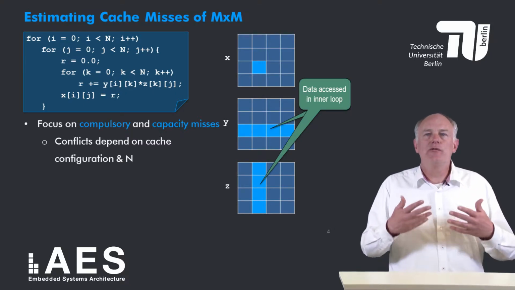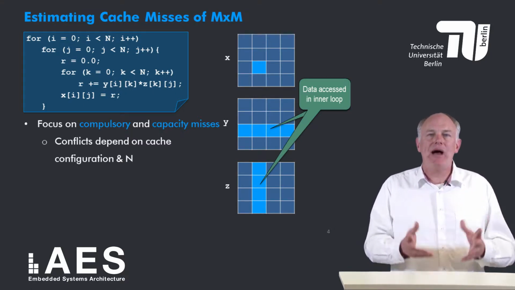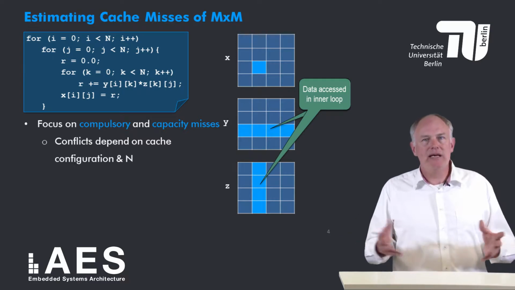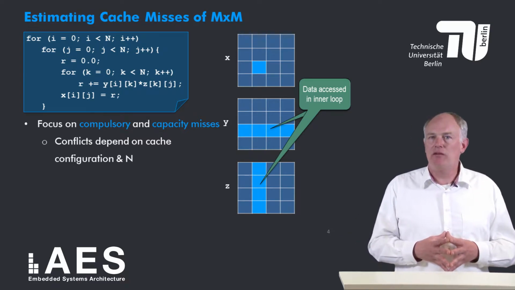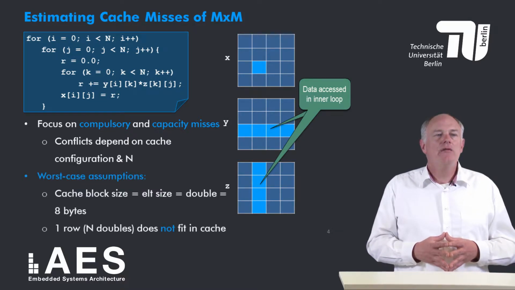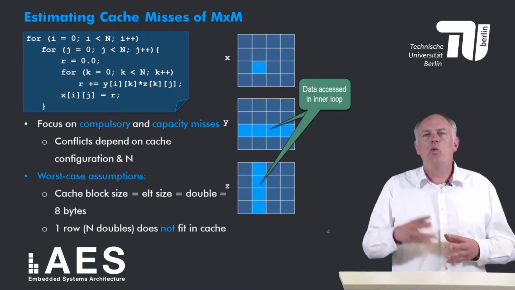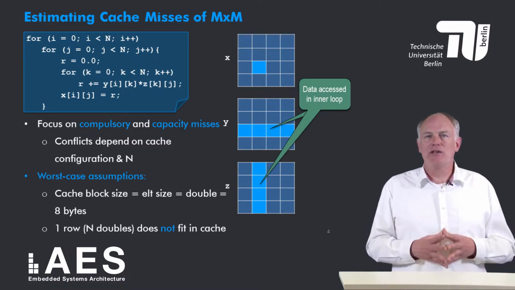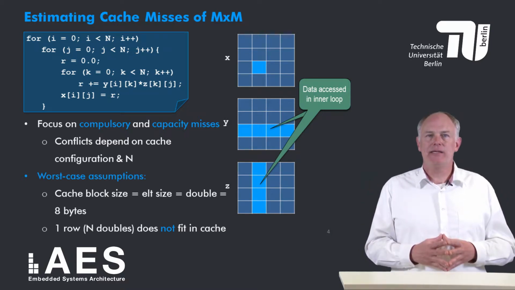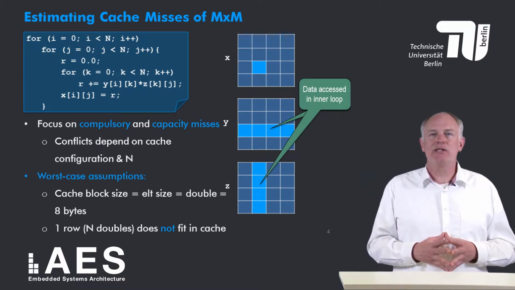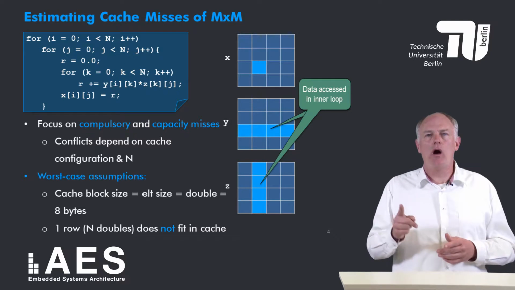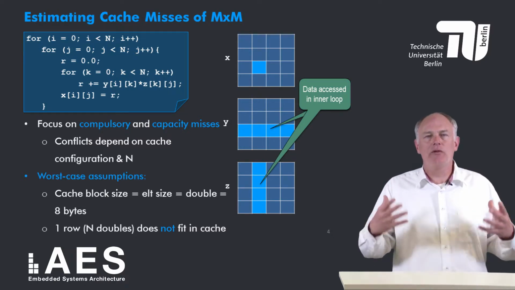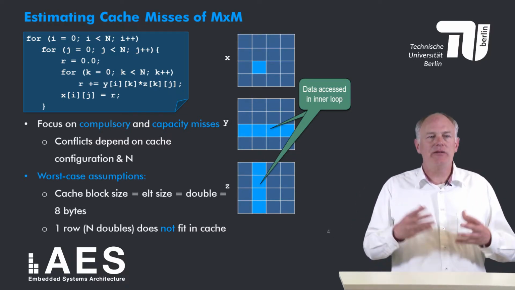Furthermore, I'm going to focus on compulsory and capacity misses, since conflict misses depend on the organization of the cache as well as the matrix dimension n. Finally, I will make two worst-case assumptions. The first is that a cache block contains only one matrix element, so is 8 bytes in size. The second bad assumption is that one row or column consisting of n doubles or 8n bytes does not fit in the cache.